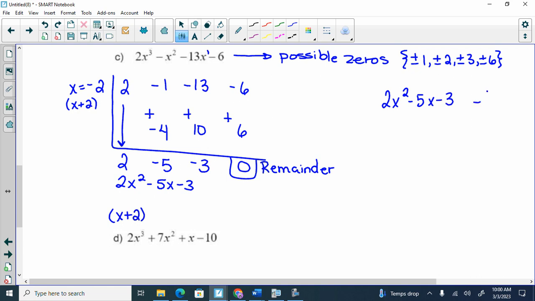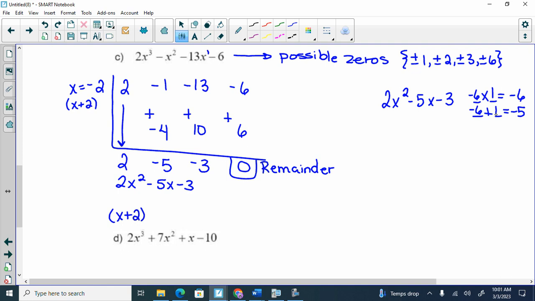And I say what times what equals -6? What plus what equals -5? So it's going to be -6, +1. Some people try and tell me it's -2, -3. -2, -3, yes, that gets you -5, but -2 times -3 gets you +6, so it doesn't work.